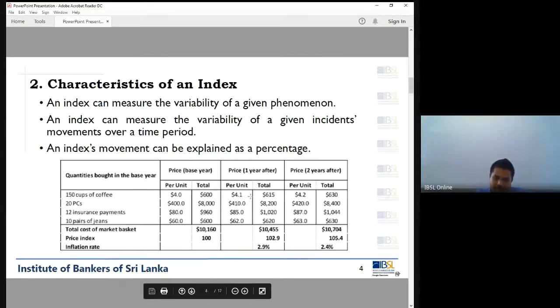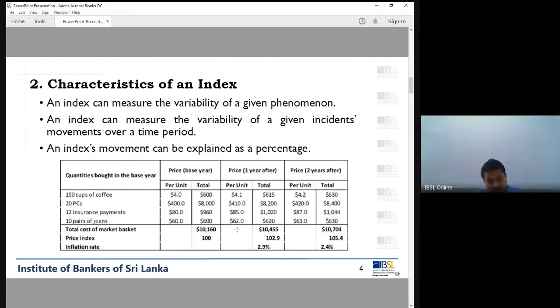Look at what has happened to the prices. Now the quantities under this example, we are going to keep unchanged. Okay. So for the same set of items, now look at the prices. Prices have changed from $4 to $4.1. This 20 pieces, $400 to $410. 80 to 85 and 60 to 62. Now what will happen is that, in simple terms, the total values that we computed under the second column, the fourth column you are looking at, will have different values. Why do we get those different values? Because of the difference of prices.